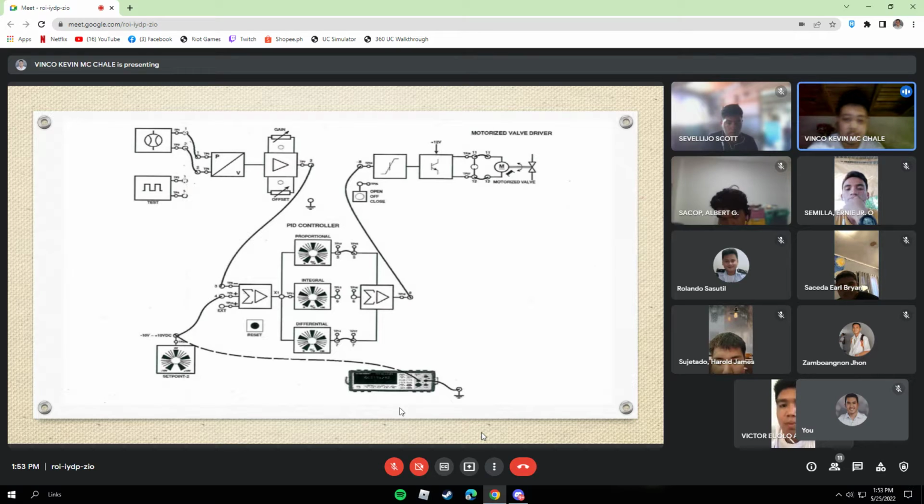As we can see in the PID controller part, only the proportional and the derivative are connected because we only use the proportional derivative controller. So we have here the digital multimeter and then the set point, and we also have here the motorized valve driver.